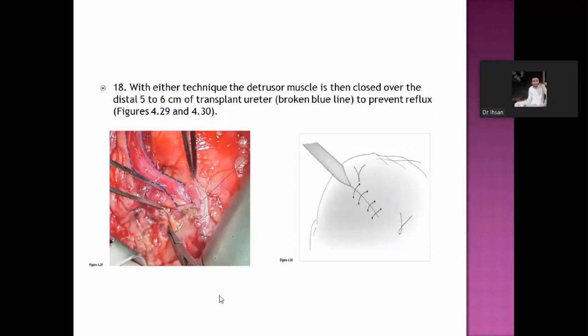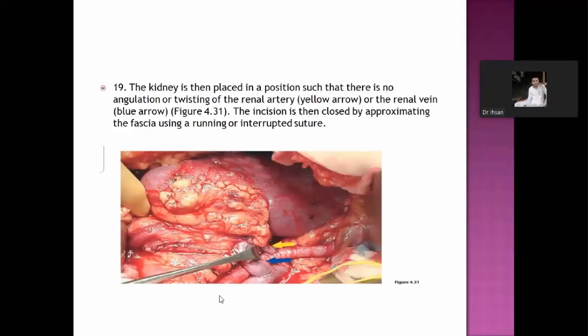18th step. With either technique, the retrosal muscle is then closed over the distal 5 to 6 cm of the transplanted ureter to prevent reflux. The kidney is then placed in position such that there is no angulation or twisting of the renal artery or renal vein. The incision is then closed by approximating the fascia using a running or interrupted suture.